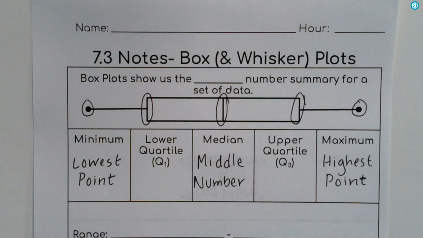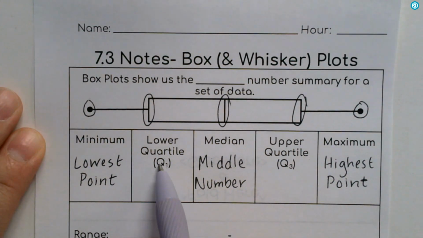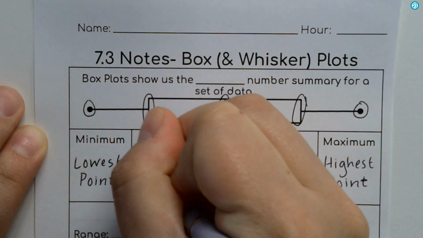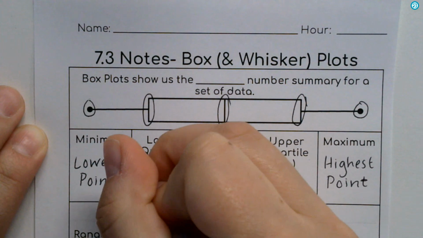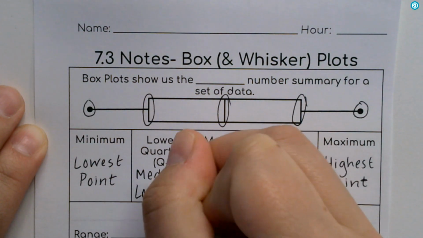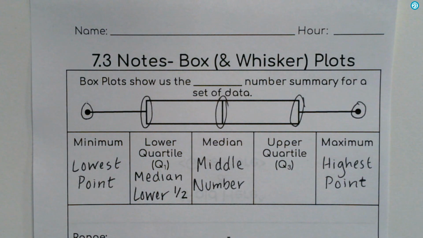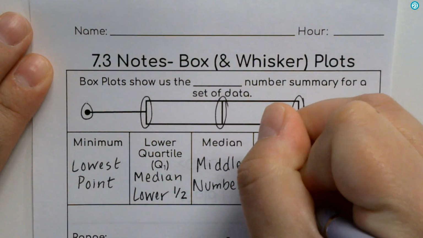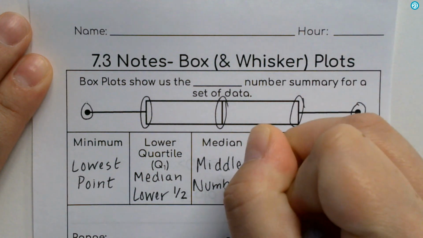The two new pieces are the lower quartile and the upper quartile. So the lower quartile, which is sometimes also called Q1, is the median of the lower half of your data. So if we split your data in half with that median, and then find the median of just the bottom half. Okay, the upper quartile, same thing, but on the upper side, it is the median of the upper half.